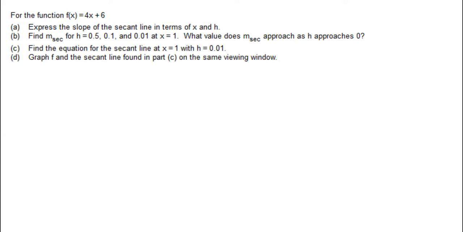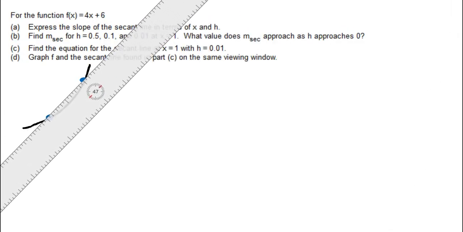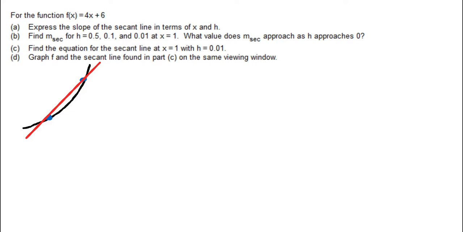So a secant line is when you have a curve, let's say this curve here, and you're going to choose 2 points on that curve and then draw a line connecting those 2 points. So that line that's connecting those 2 points, that is the secant line. The secant line is a line that passes through 2 points on the curve. So what we want to do is find the slope of that line.